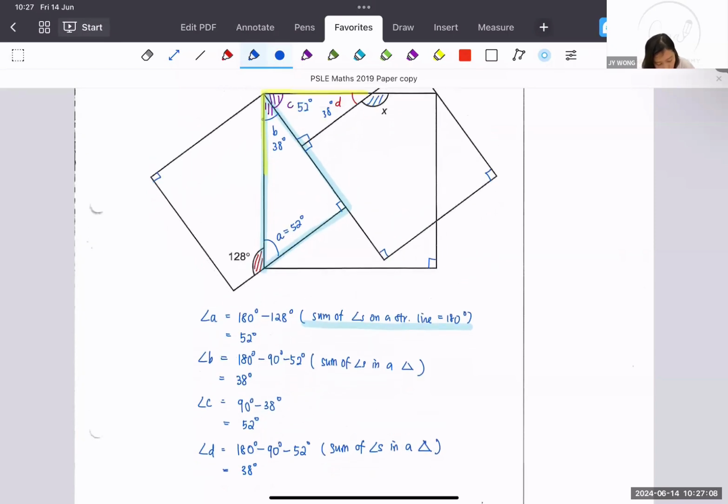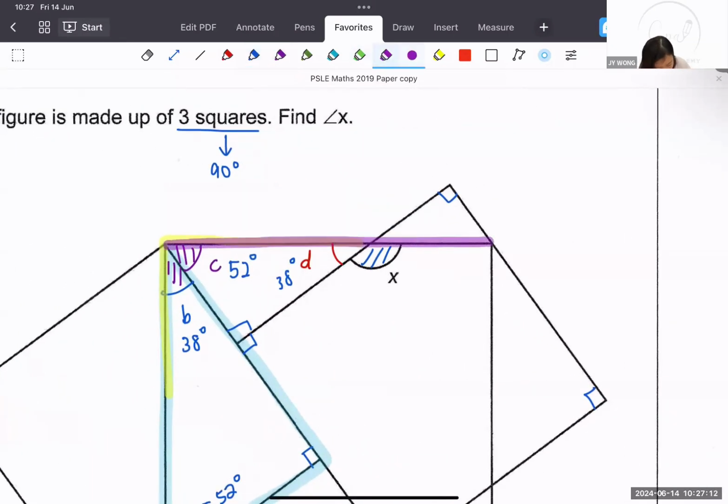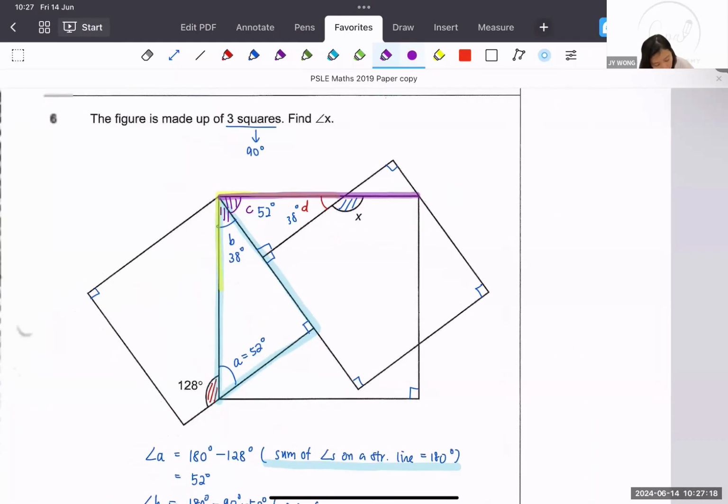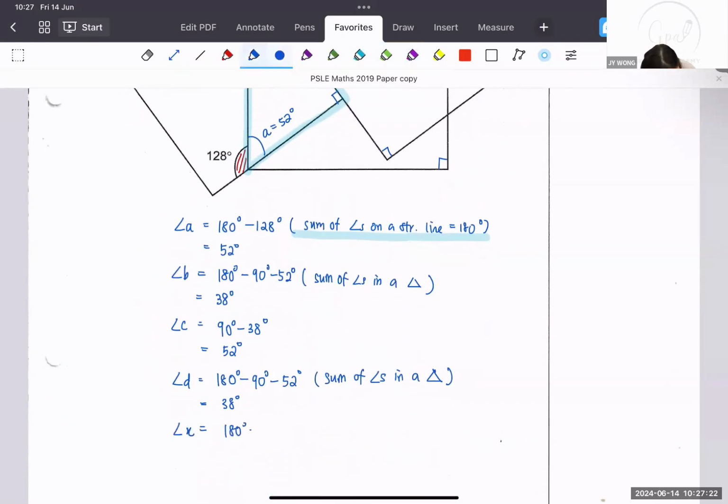Let me just zoom in here. So you can see that this part here is D and X, which add up to a straight line. So can I find X now? I can. So angle X will be 180 minus 38 degrees, sum of angles on a straight line. That's the reason. And then I will get 142 degrees.